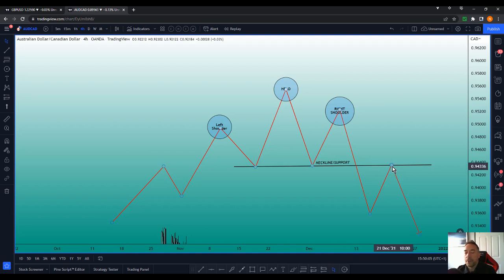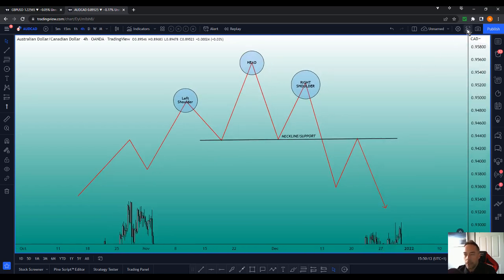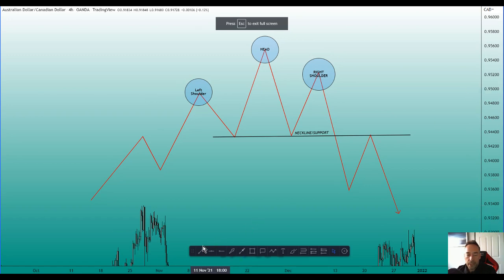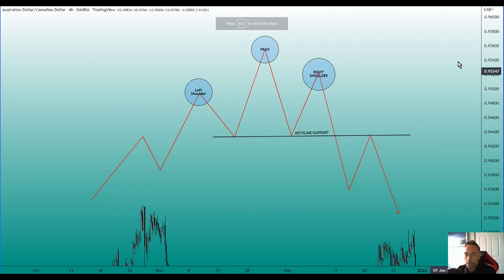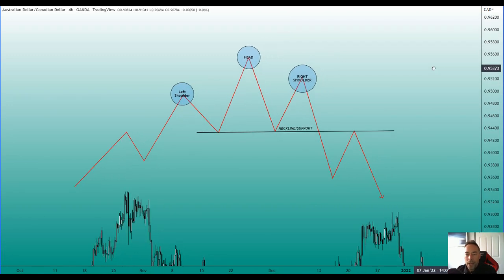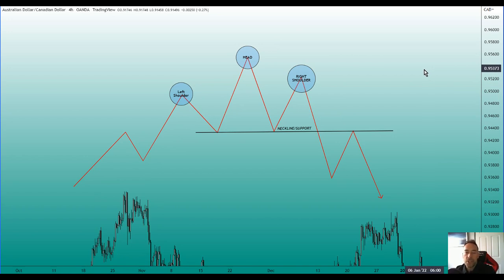And that would be after a retest of the neckline, so a break and retest of the neckline. Now, okay, brilliant, but where would we target? Well, where you would target is this. You would actually measure the distance from the head to the neckline.